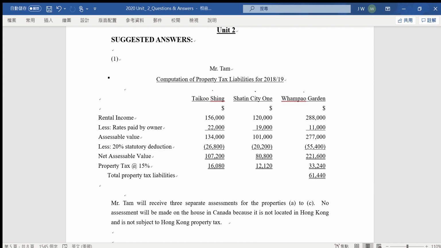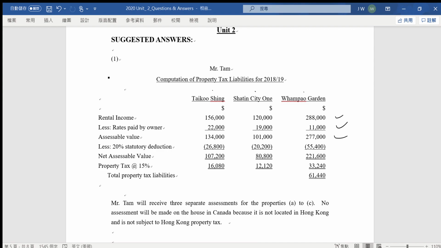Okay, and then by looking at the information given, each of them will have rental income. Okay, that is the rental income. Then the rates are being paid by the owner. That's why he can claim the deductions, and we can work out the assessable value. And then after that, no other deductions. In general, there are only a few.